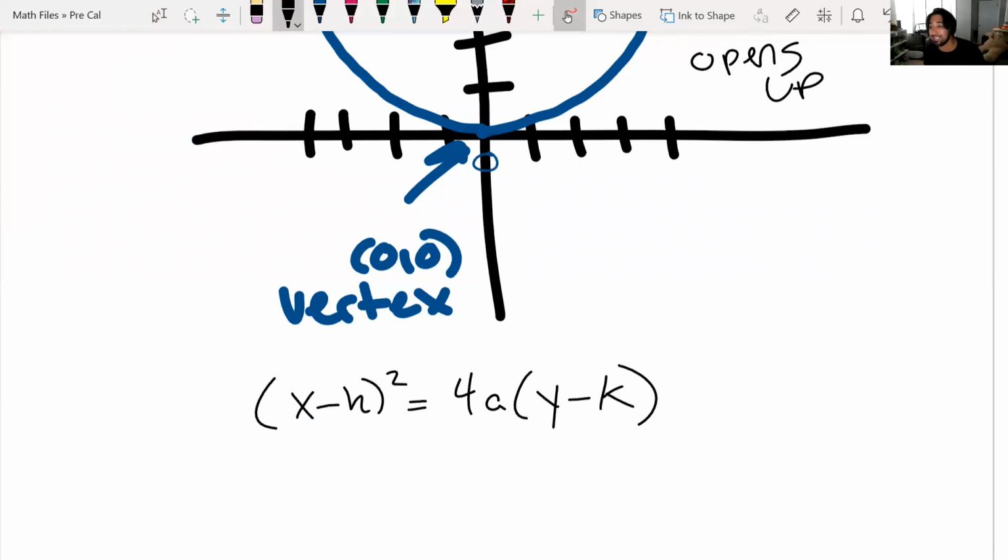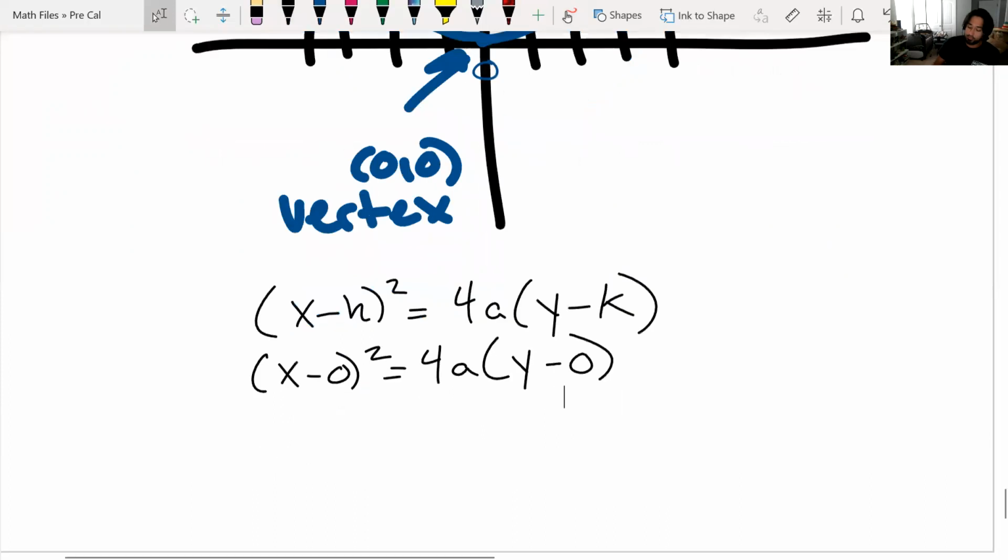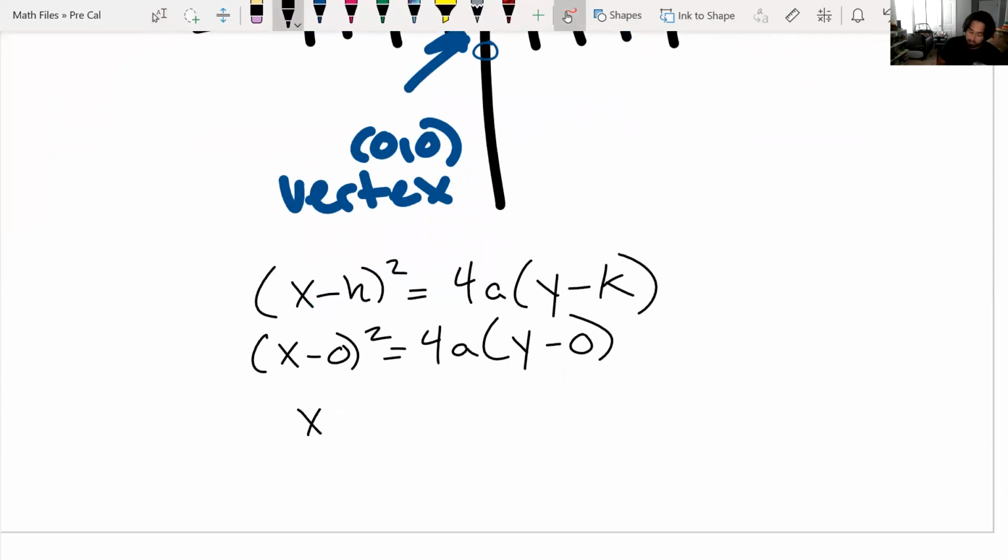Okay, and let's plug in what we know. We know that our vertex is at 0, 0. So if I plug in 0, 0, you'll have x minus 0 squared equal to 4a times y minus 0. What we end up with is x squared equal to 4a y. So this equation represents our satellite dish. It represents a parabola that opens up. But we still need to find where to place the focus. So again, in order to find the placement of the focus, we need to find the value of A.